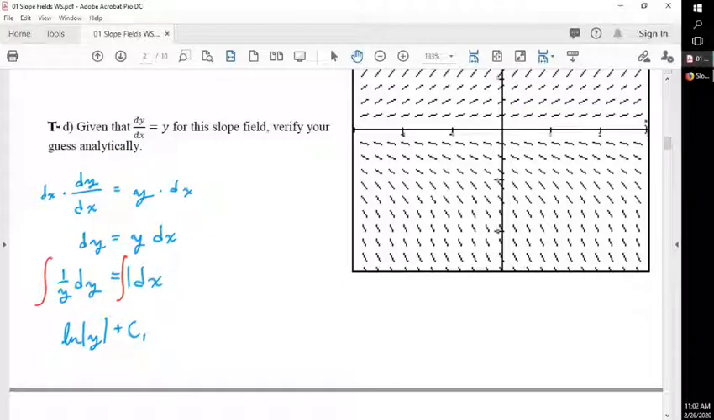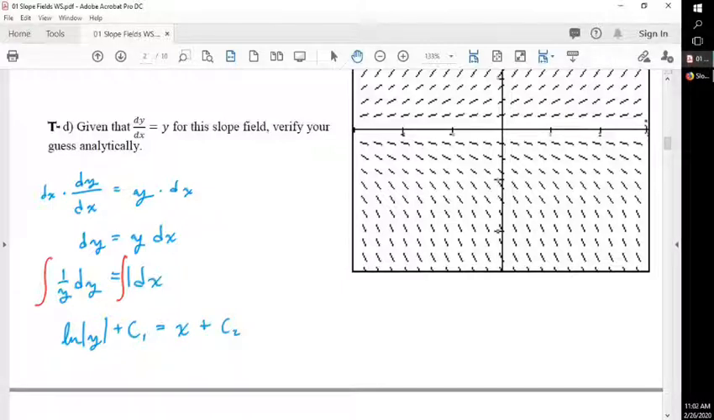And in all honesty, when it comes to solving stuff, it doesn't change your answer if you have absolute values or not. We're just being official when we put the absolute values there. Now, on the other side, we have a 1. What's the antiderivative of 1 with respect to x? Because this is the dx side. With respect to x, what would we get? Yeah, we would get x. And then you would get plus c sub 2.